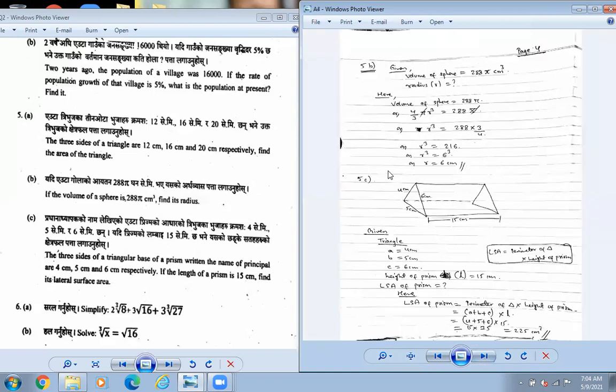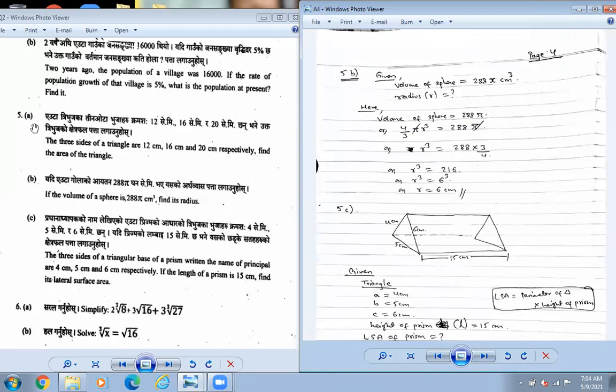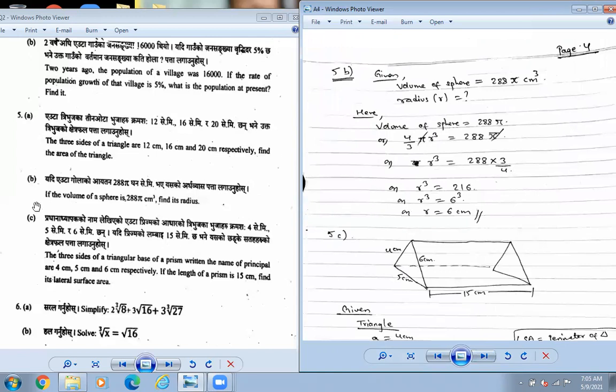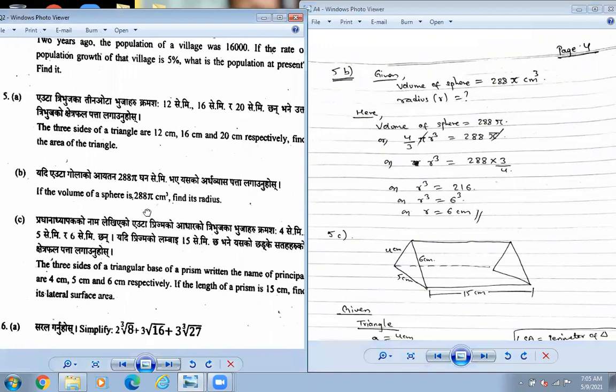Okay, let me go to the next number. Okay, so 5B. In question number 5B, the volume of sphere is given as 288 pi cubic centimeter, find the radius. Just use the formula in your calculation. So volume of sphere is given as 288 pi cubic centimeter, radius equals question mark.